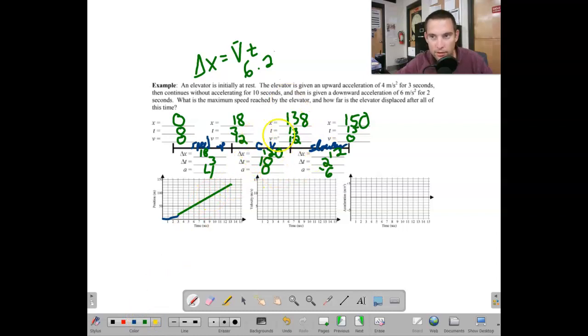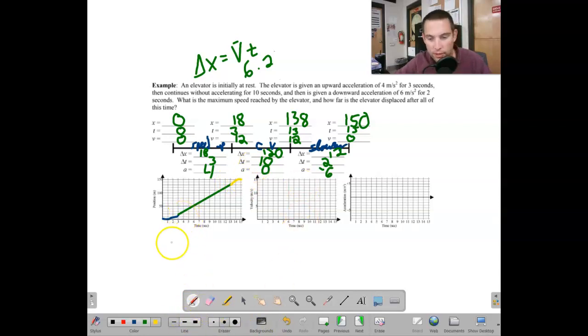And then finally, we are slowing down. Slowing down means we're curving to that asymptote, right? To the 0. Our velocity is decreasing until it gets to 0. And our ending position is going to be at 150 at 15 seconds. So there you go. There you have it.